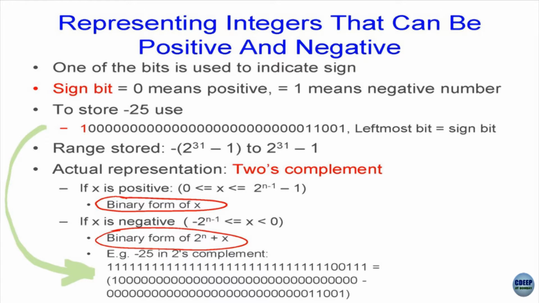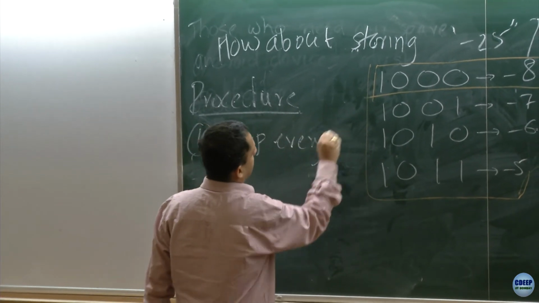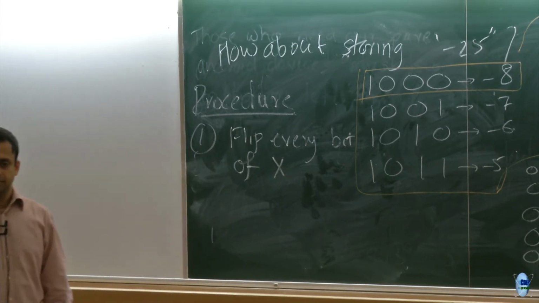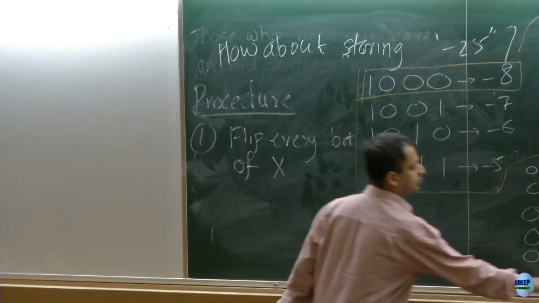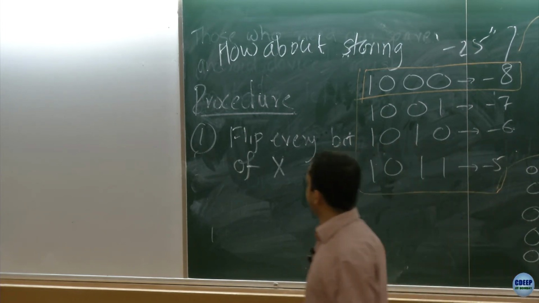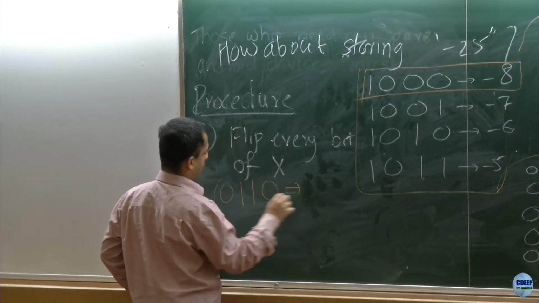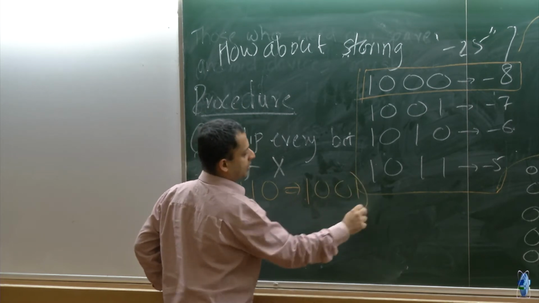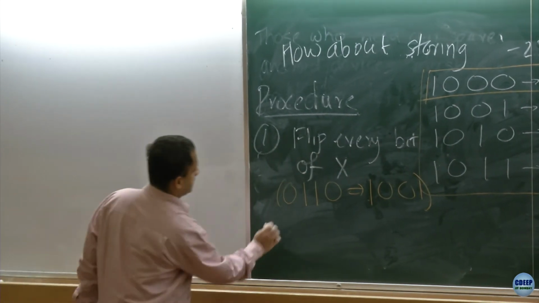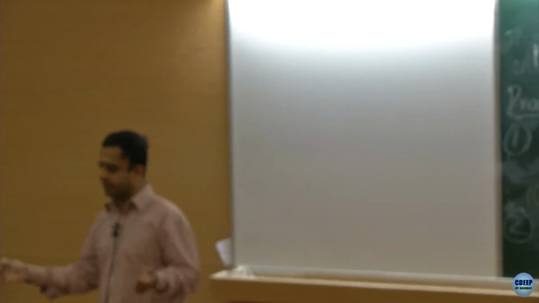Step 1, flip every bit of the binary representation of x. Let's take the example of 6, 0, 1, 1, 0. The first step is: 0, 1, 1, 0 becomes 1, 0, 0, 1. Flip every bit. So the first step is basically complementing.